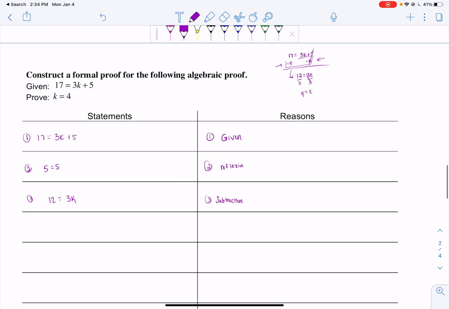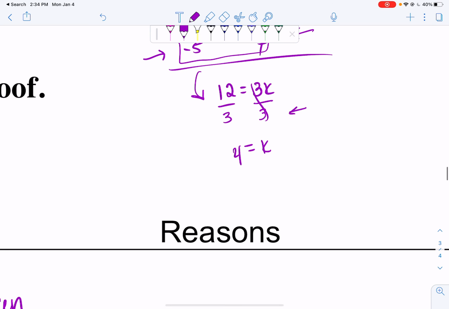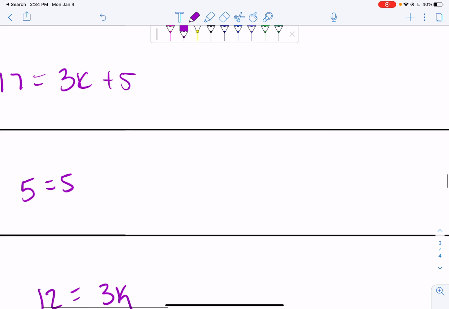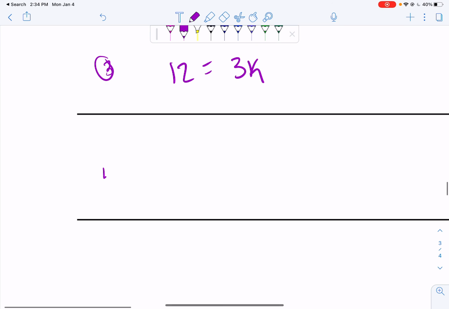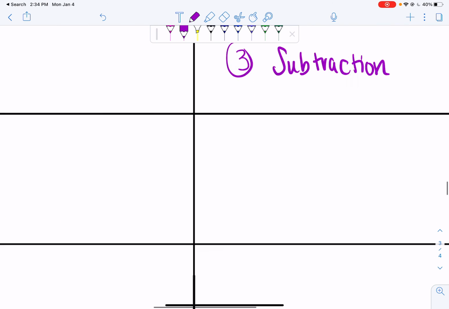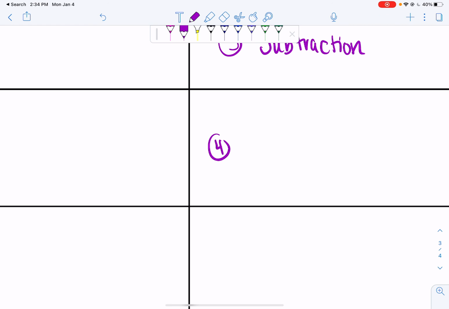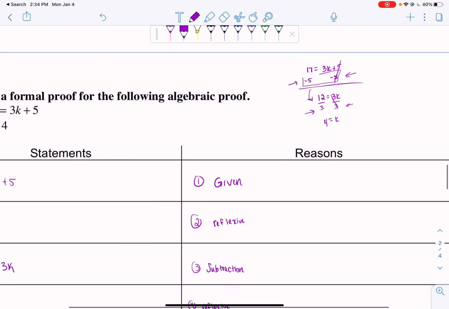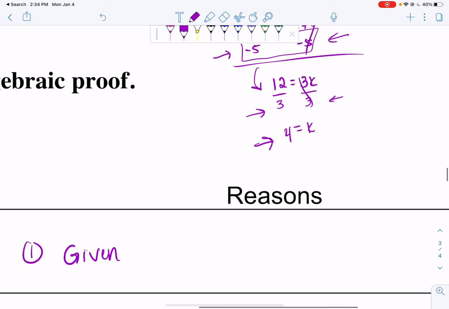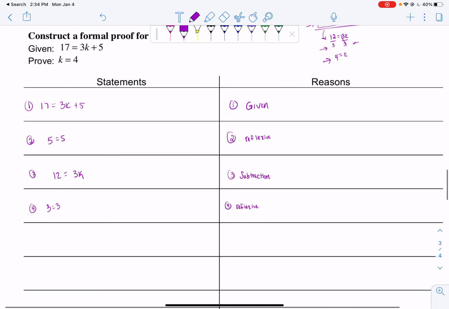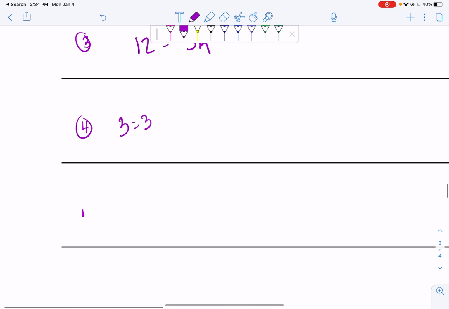Then in step 4, I need this 3 to make an appearance. So I can say 3 equals 3. And that's going to be a good old reflexive. And then I got 4 equals k. And I did that by getting rid of my 3 by using division.